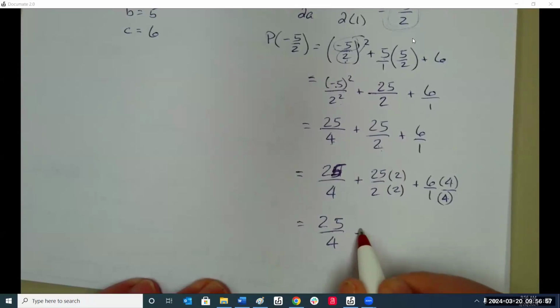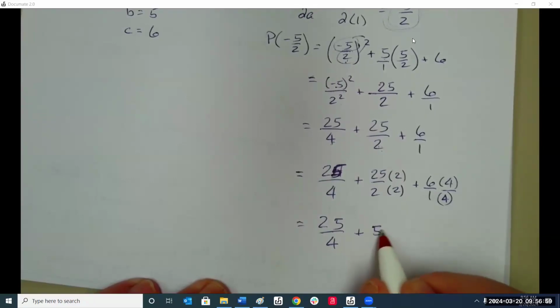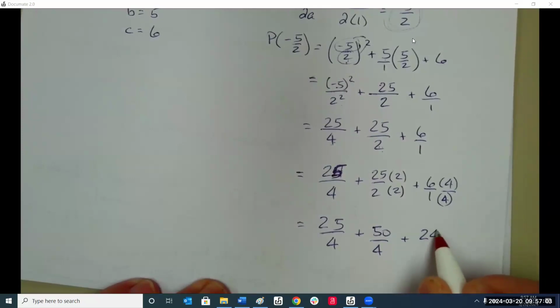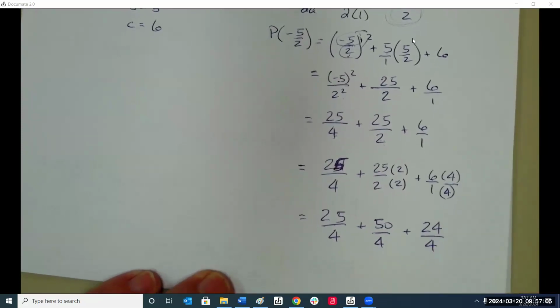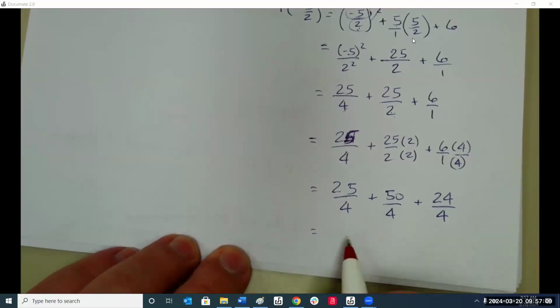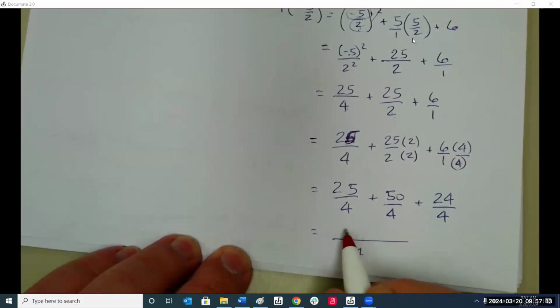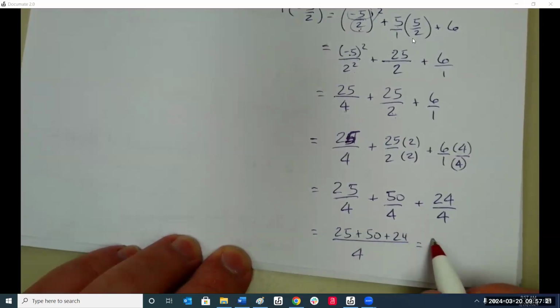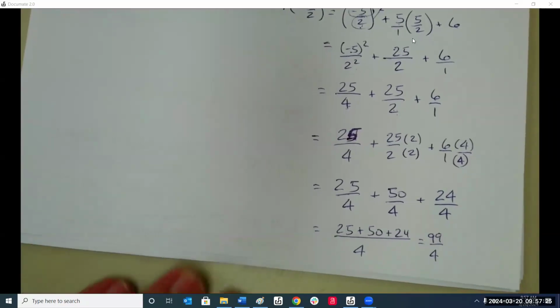25 over 4, 50 over 4, 24 over 4. Now I just add the top. 99 over 4.